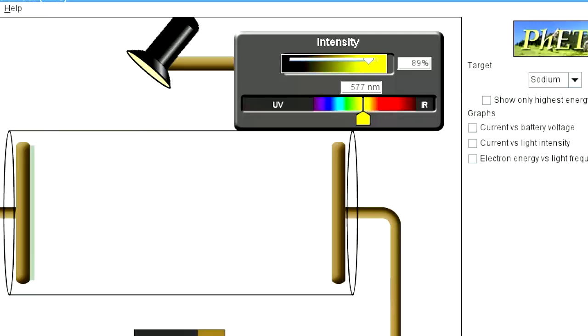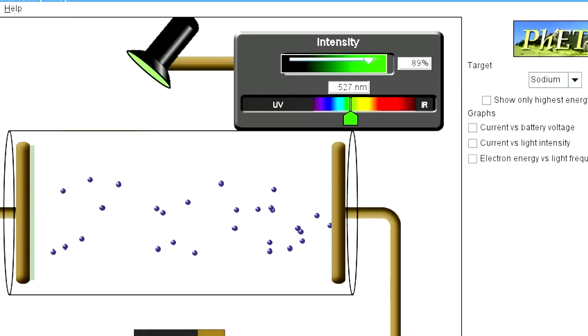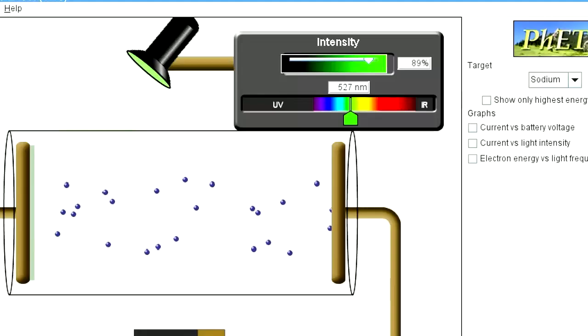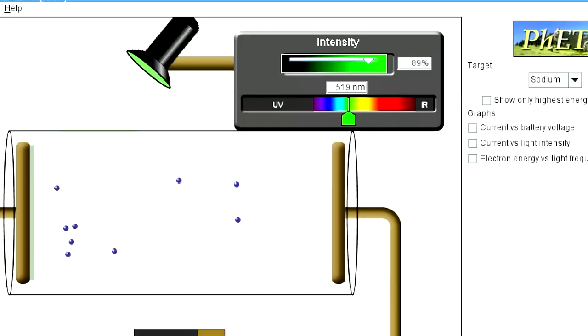So right now I'm at about 600. There's 570, 540. Any electrons yet? Nope. So let's see when it goes. All right, so right there. Now at around 525 nanometers, we definitely see electrons being emitted from the surface of the metal. But if we go back to 600, notice no more electrons. So electrons are only emitted once we are above the work function of the metal, which seems to be around 520 nanometers.